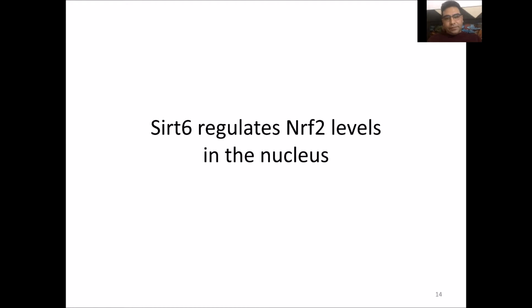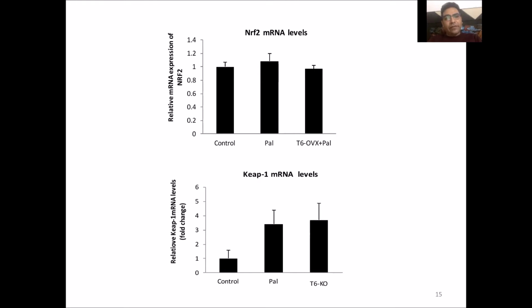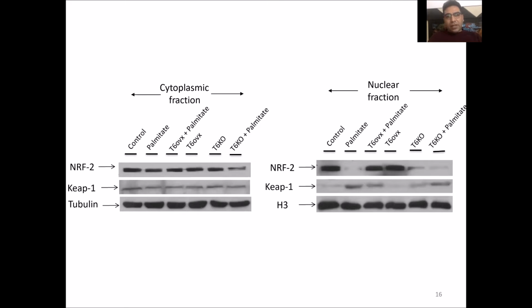So then we tried to find out the different targets which may interact with SIRT6. For the mitochondria, NRF2 is very, very important. We found that NRF2 levels are increasing with SIRT6 overexpression, and KEAP1 levels are reducing with the SIRT6 knockouts.